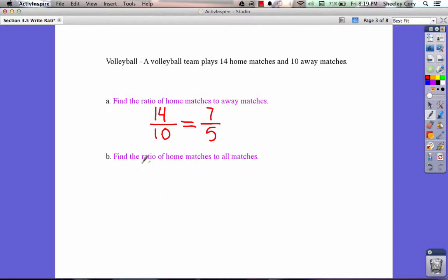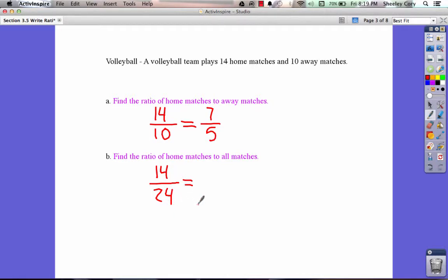We can also find the ratio of home matches to all matches. If we want to do that, we just take the number of home matches, 14, and divide it by the number of total matches, which would be 14 plus 10, which is 24. This gives us a ratio of home matches to all matches.